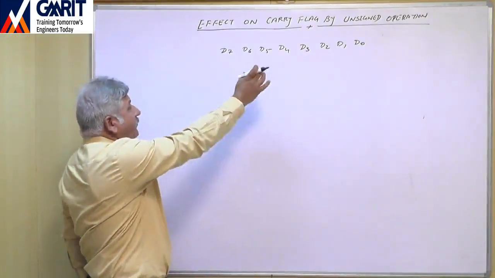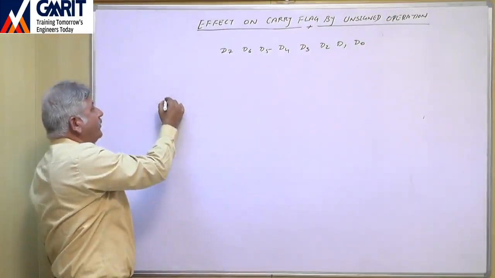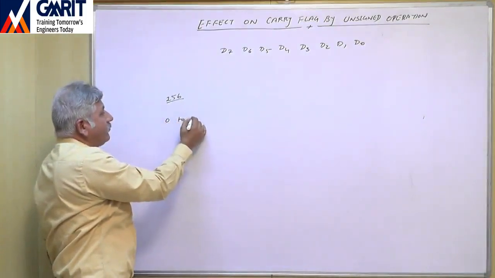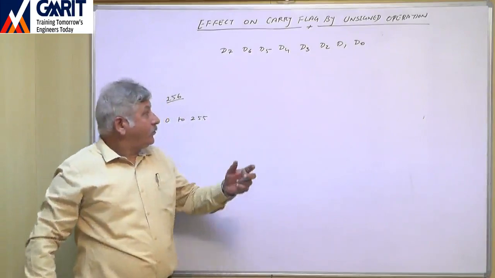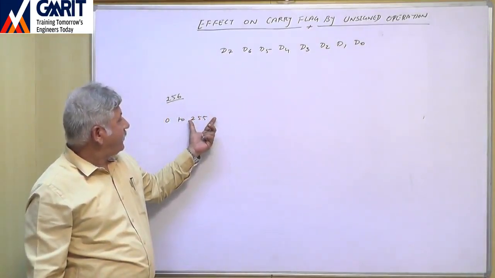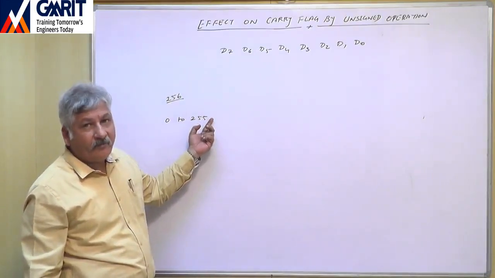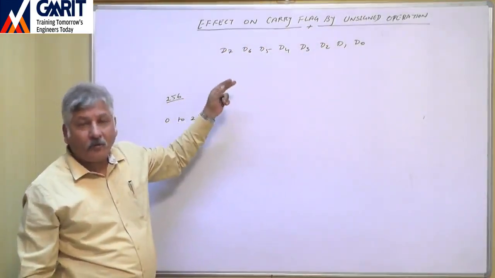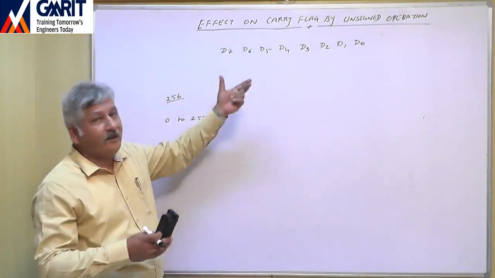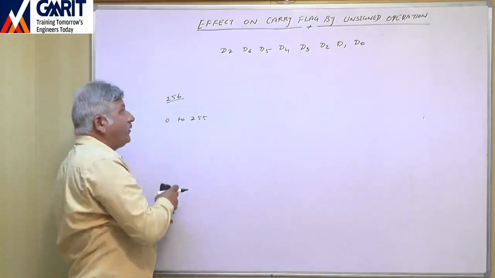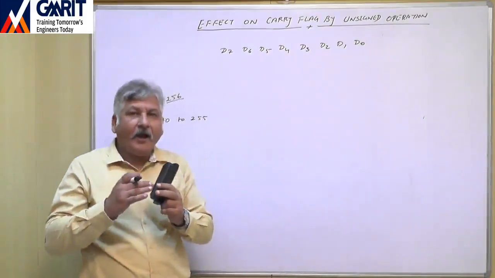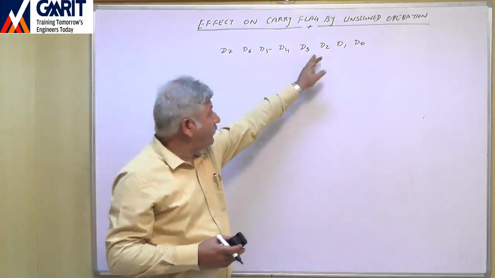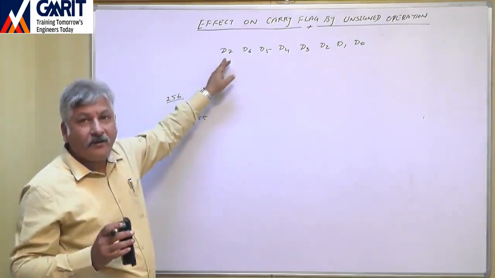Now this is an 8-bit number, and for an unsigned number we can represent a total of 256 numbers, from 0 to 255. If we want to represent a number greater than 255, that cannot be represented in the 8-bit unsigned format; for that we require more bits. So when we perform an addition, and the result is beyond the storing capacity of these 8 bits, the carry flag will be set.